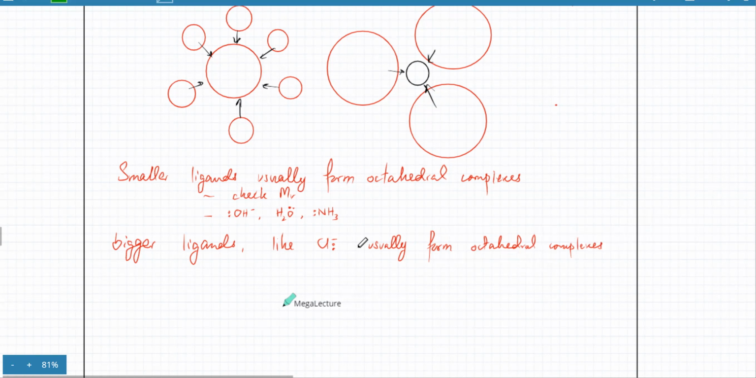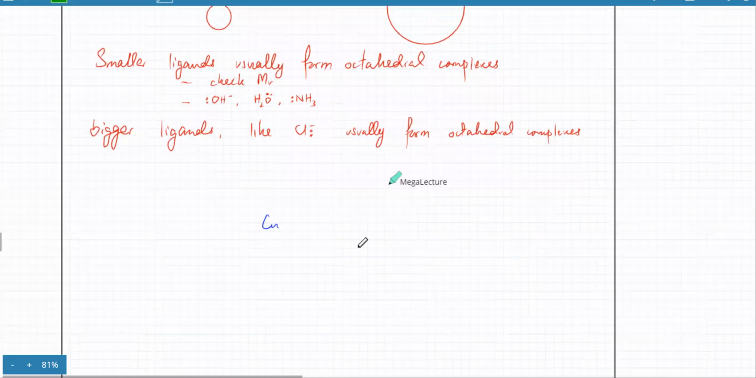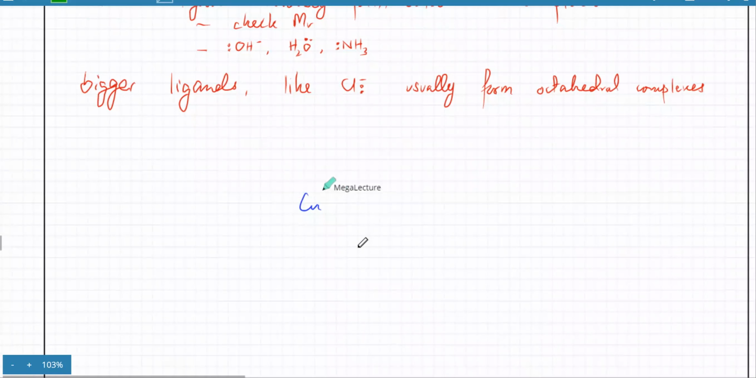So one example is, and this is another example, and you must remember the color of this complex. And that example is Cu with Cl. For example, if you add copper ions in a solution of concentrated HCl, so there would be Cl minus ions roaming around. The Cl minus ions are going to get attracted to the copper 2 plus. So from all sides in the three-dimensional space, you would have Cl minus ions getting attracted to the copper 2 plus.